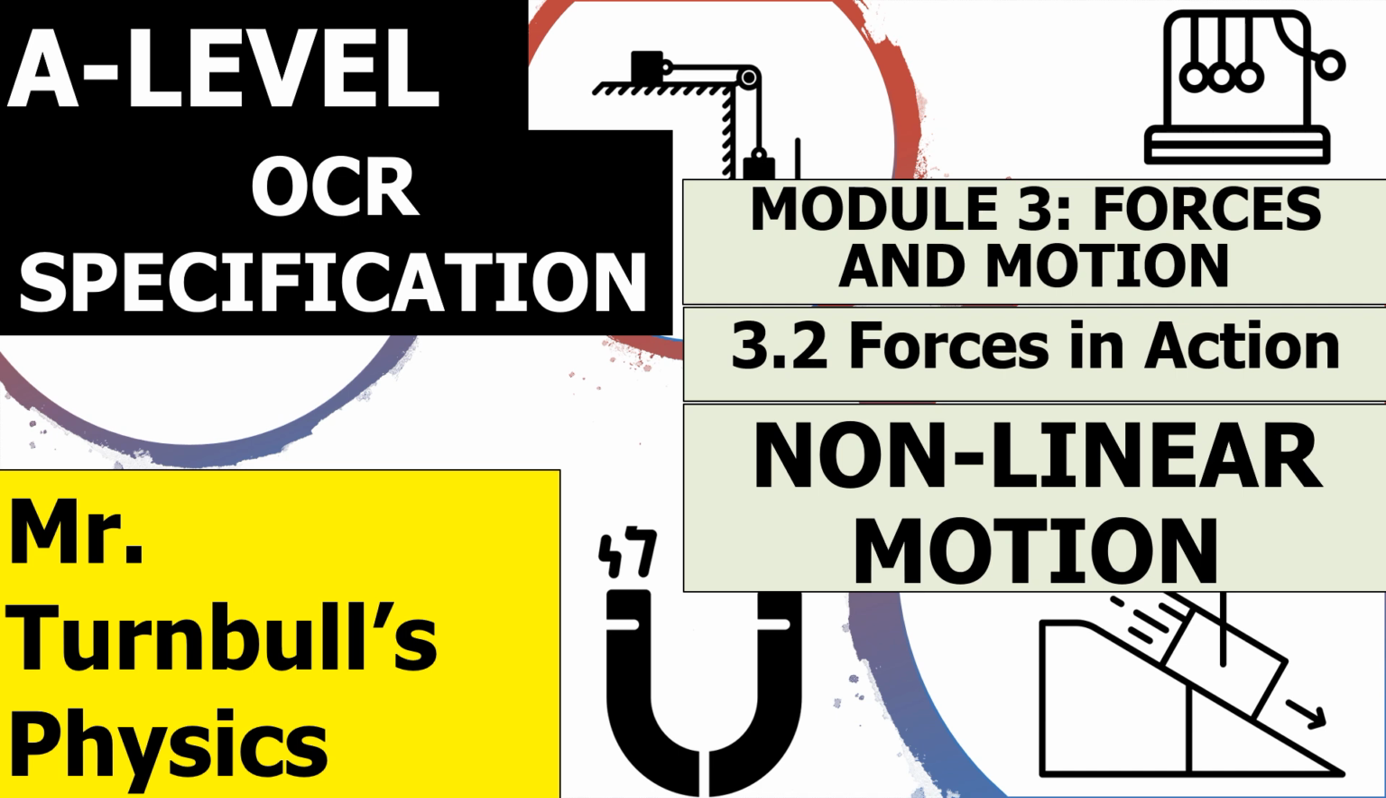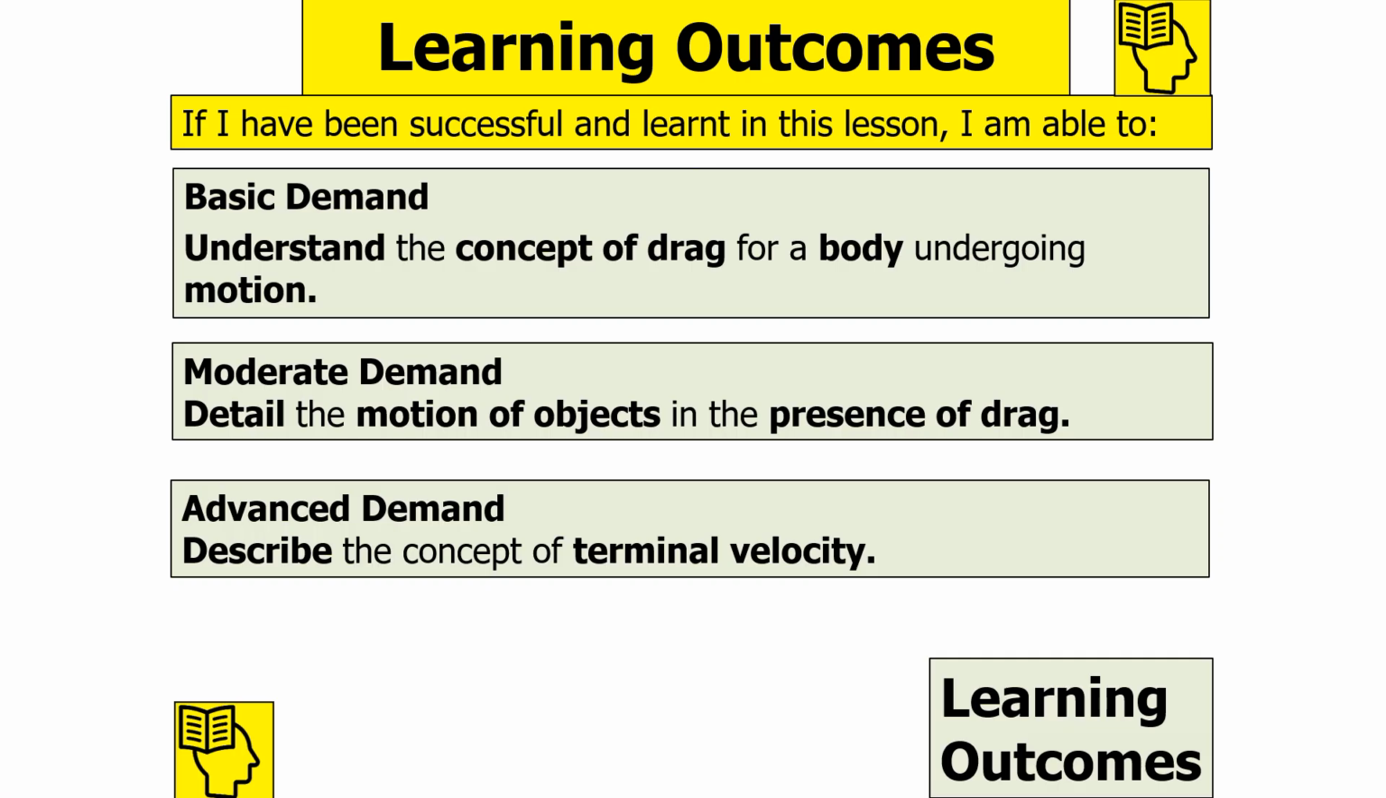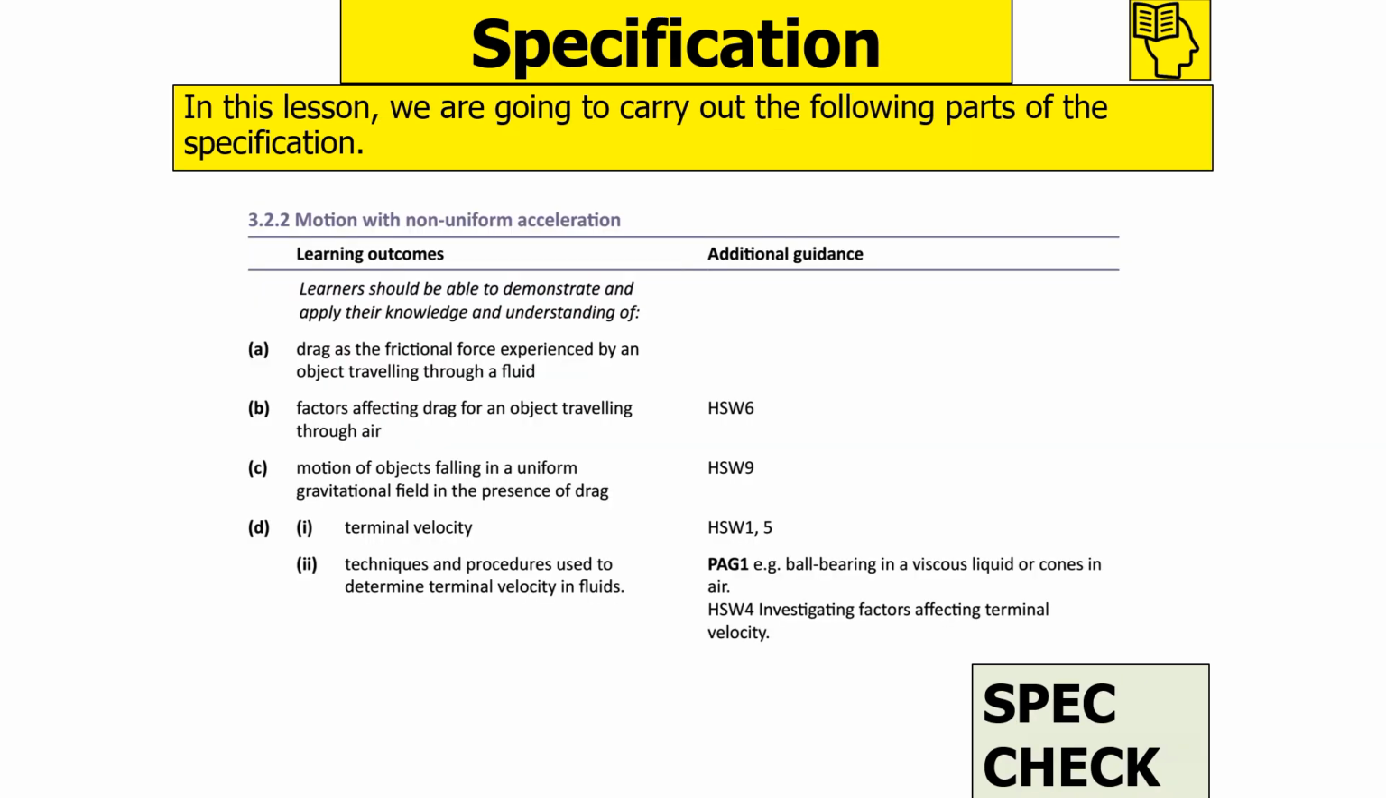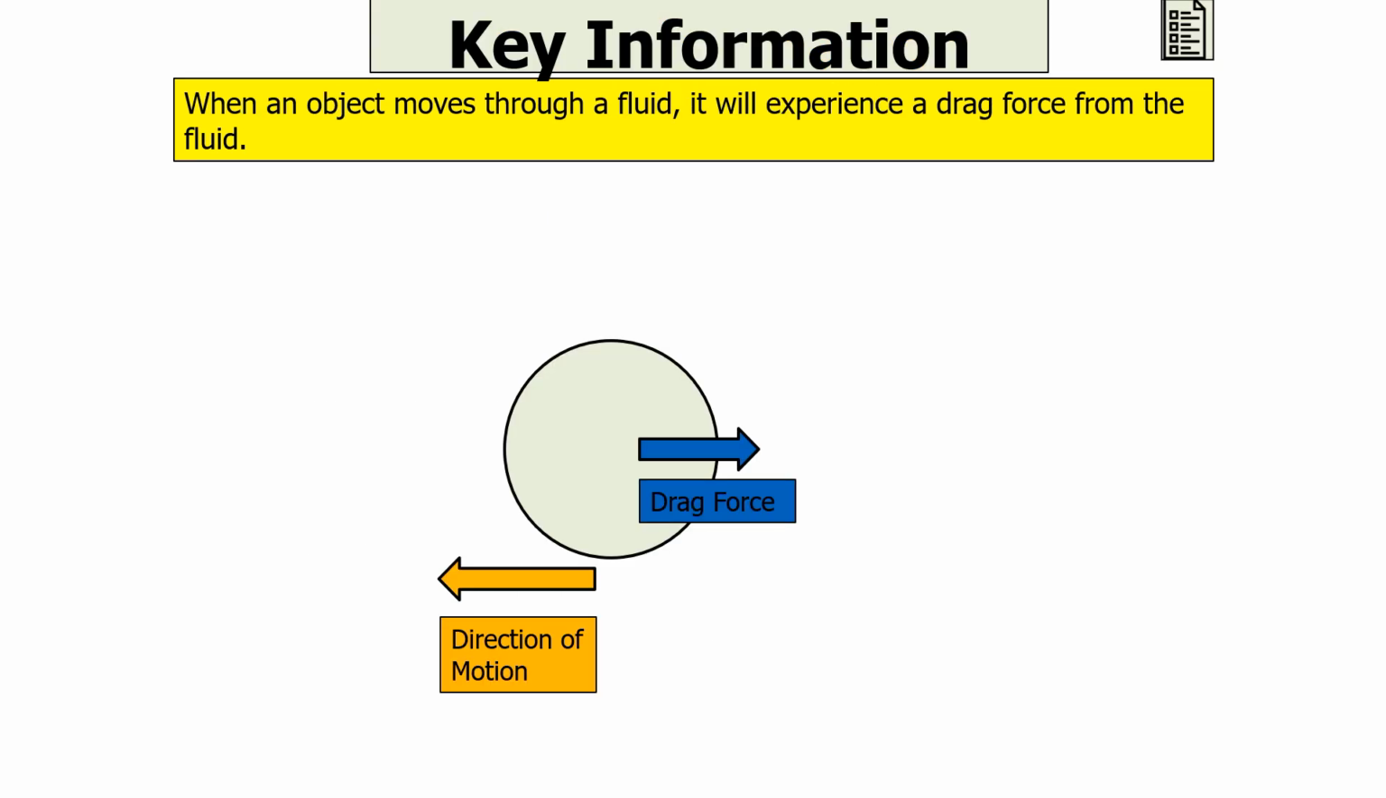A-Level Physics. So in today's lesson, if we are being successful and we've learnt in today's lesson, we should be able to understand the concept of drag for a body undergoing motion, be able to detail the motion of objects in the presence of drag, and finally we should be able to describe the concept of terminal velocity. So in this lesson we're going to be looking at the following parts of the OCR A-Level Physics specification: motion with non-uniform acceleration. So when an object moves through a fluid, it will experience a drag force from the fluid.